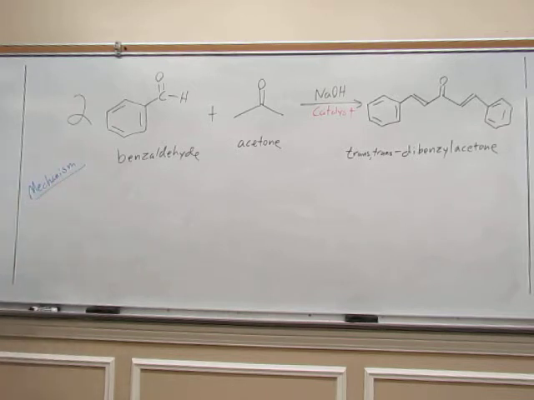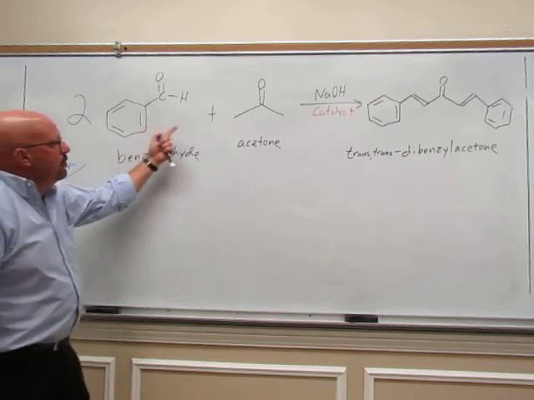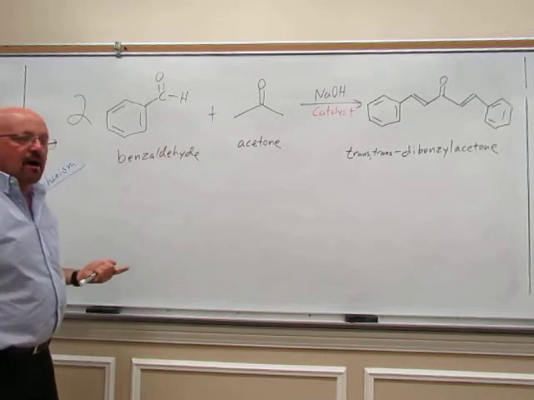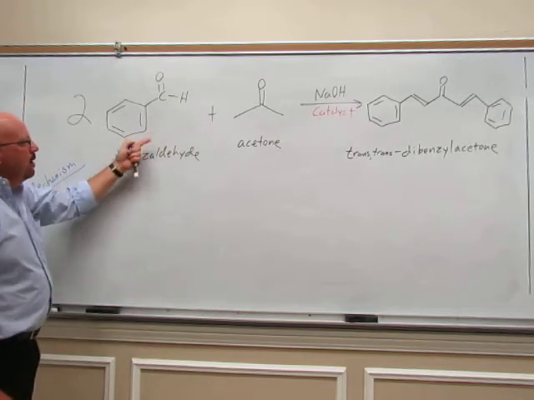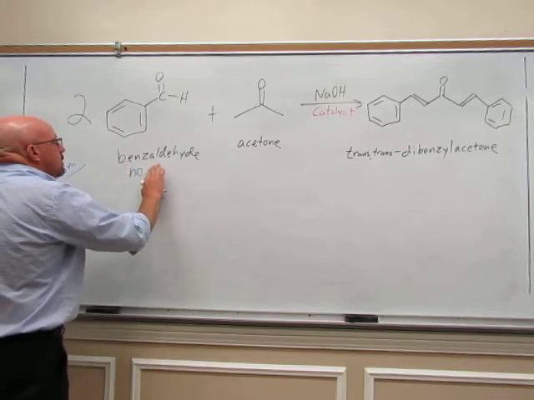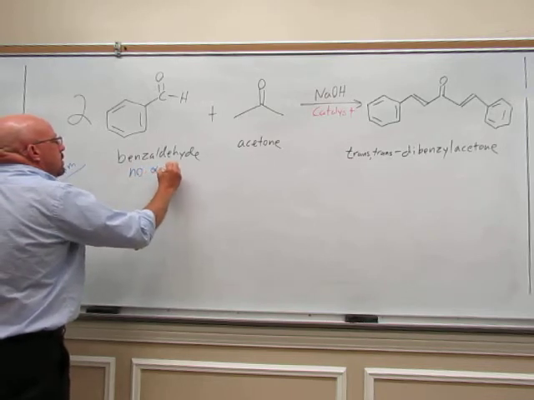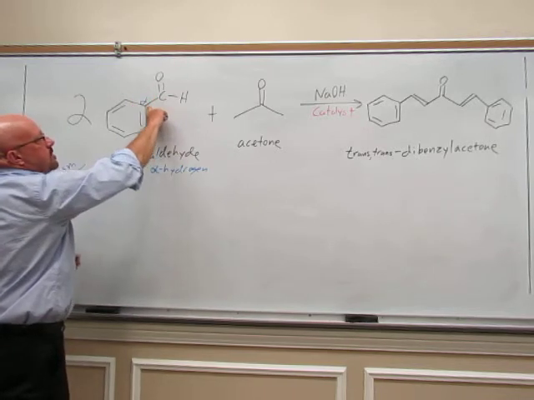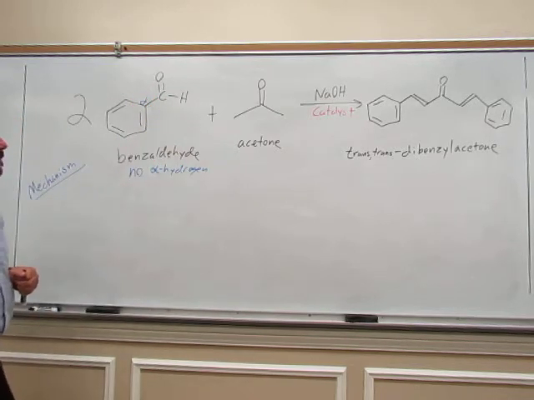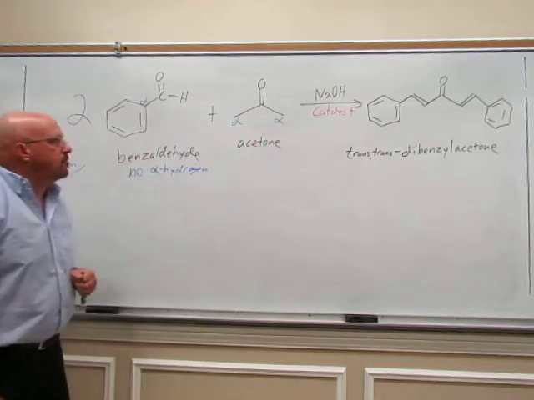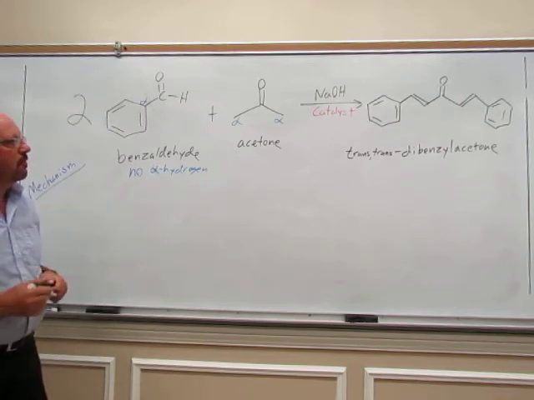Now, for our mechanism, let's take a look at the aldehyde and ketone. We've talked about in the lecture that if you're doing a crossed aldol, one must have alpha hydrogens and one must not. If we look at the benzaldehyde, this has no alpha hydrogen. Here is our alpha carbon, and there is no hydrogen on that carbon. If we look at the acetone, here is the alpha positions, and we do have alpha hydrogens, on either one of those methyl groups.